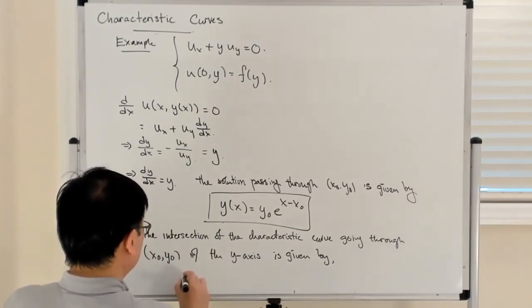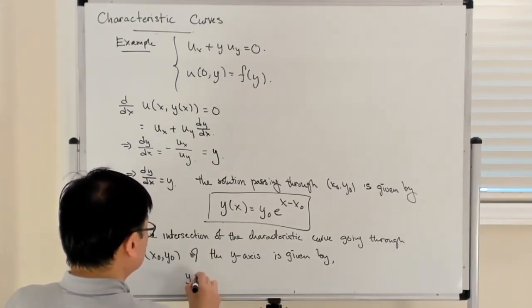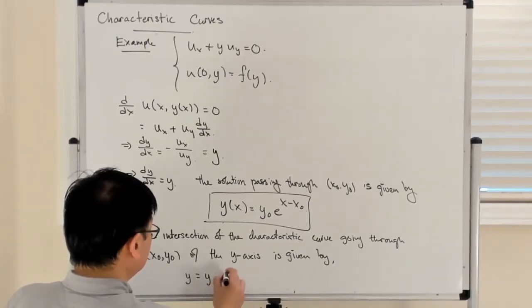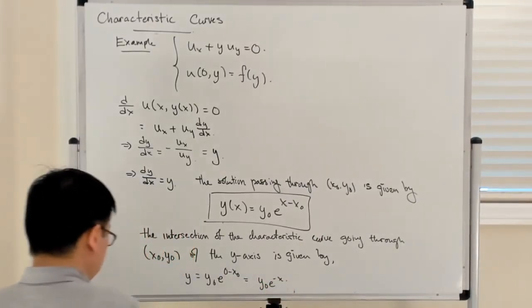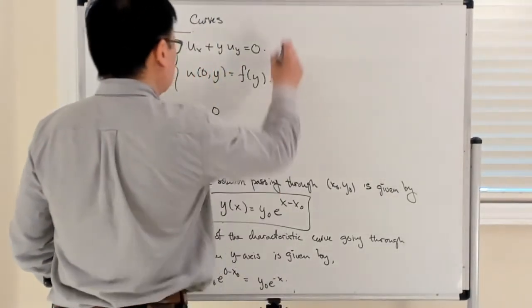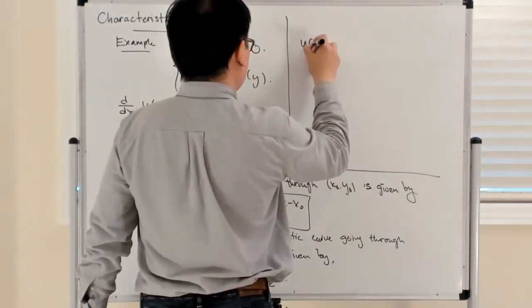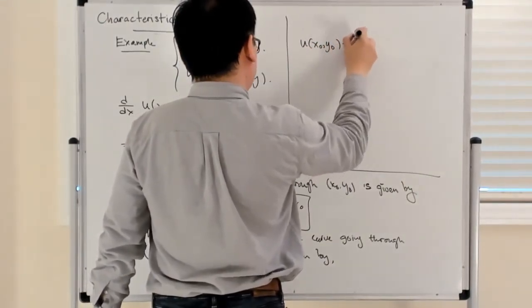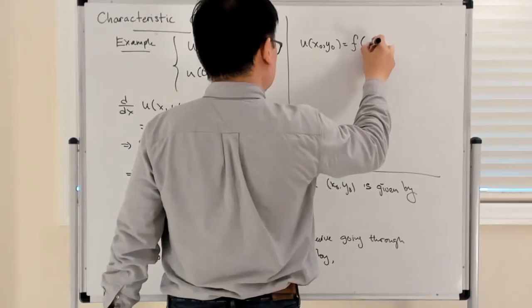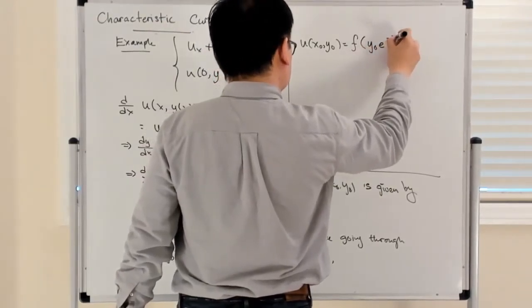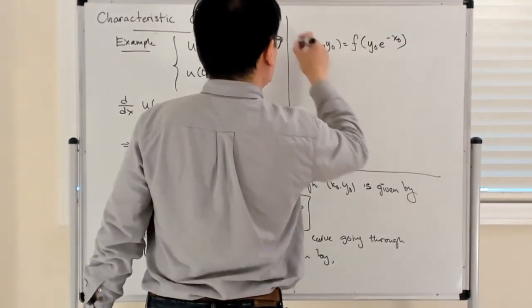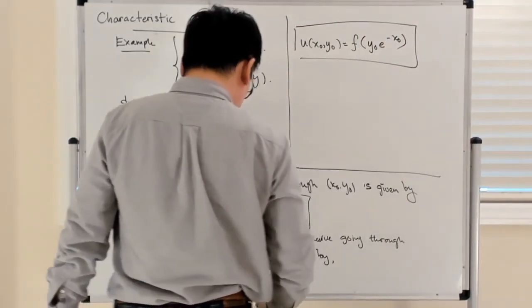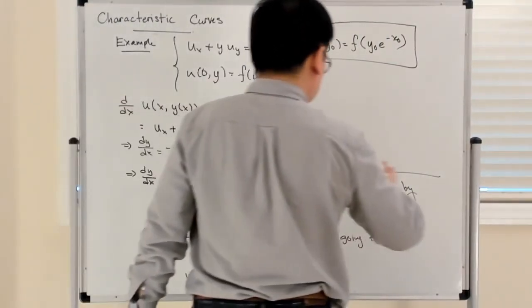So you have that y is equal to y0 e to the 0 minus x0, so this is equal to y0 e to the minus x0. Then u at x0, y0 is just given by f at this point, which is y0 e to the minus x0. So that's the solution in terms of the data which is given to you.